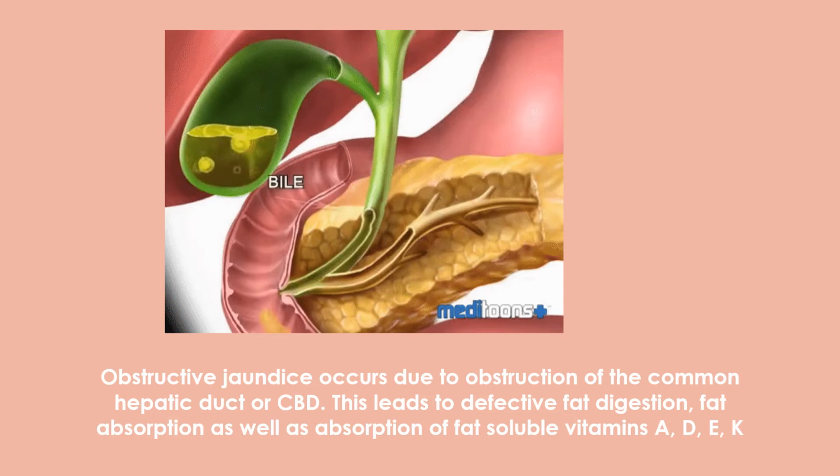Now, obstructive jaundice is a condition which occurs due to the obstruction at the level of the common hepatic duct or at the level of the common bile duct. So the flow of the conjugated bilirubin is hampered. This leads to defective fat digestion and fat absorption in the intestine. As the fat absorption is diminished, the absorption of fat-soluble vitamins like A, D, E, K will also be affected.